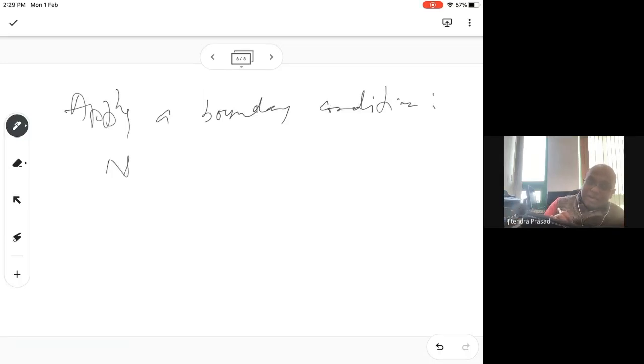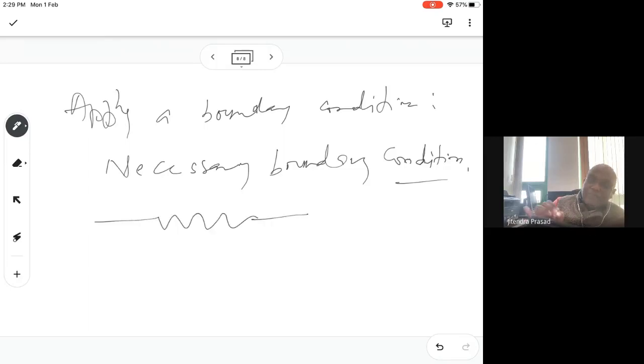Actually, it's called necessary boundary condition. Necessary boundary condition means that wherever you have a spring, if it is free floating like this one, then it will have infinite solutions, a lot of solutions. If you have a force applied like this one, then displacements are infinite. There are a lot of solutions basically, right?